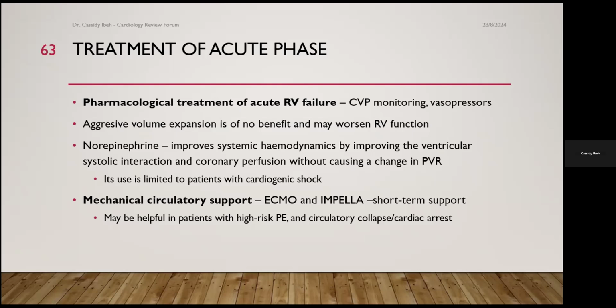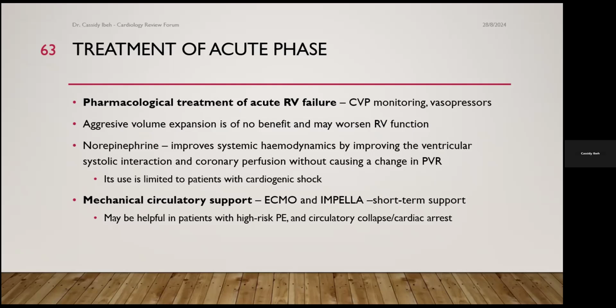So, but you want to use the vasopressors in this case. Now, norepinephrine improves systemic hemodynamics by improving the ventricular systolic function and coronary perfusion without causing change in the coronary vascular resistance. So its use is limited to patients with cardiogenic shock.